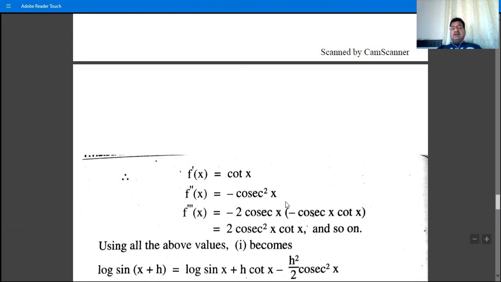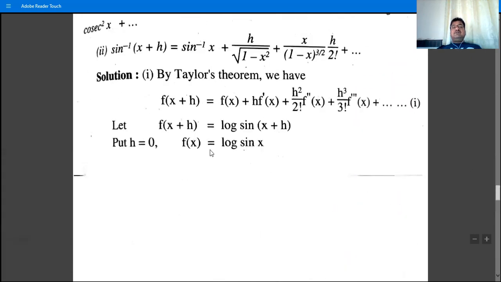Minus 2 times cosec x into the derivative of cosec x is what? Minus cosec x into cot x. That is 2 cosec square x cot x, and so on. And substitute these values in Taylor's theorem.